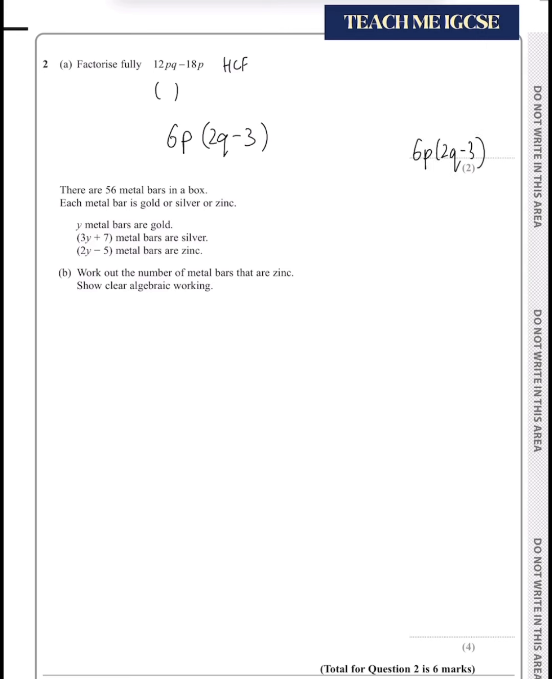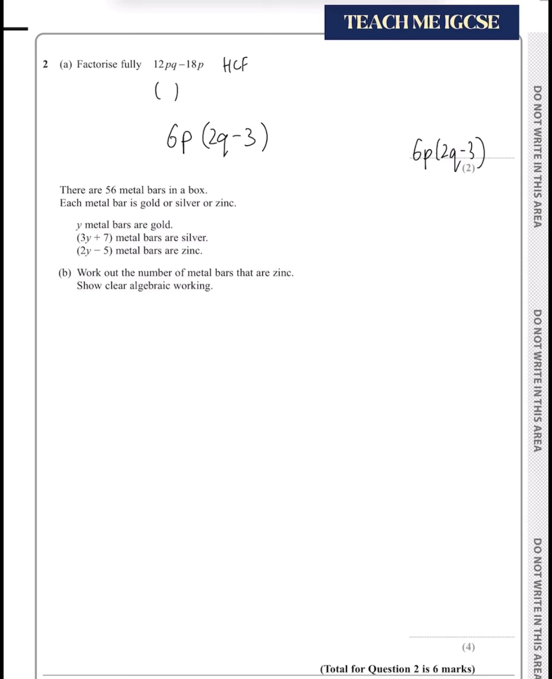There are 56 metal bars in a box. Each metal bar is gold or silver or zinc. y metal bars are gold. 3y plus 7 metal bars are silver. 2y minus 5 metal bars are zinc. Work out the number of metal bars that are zinc.